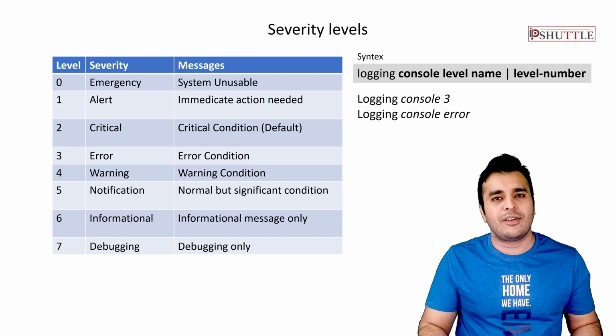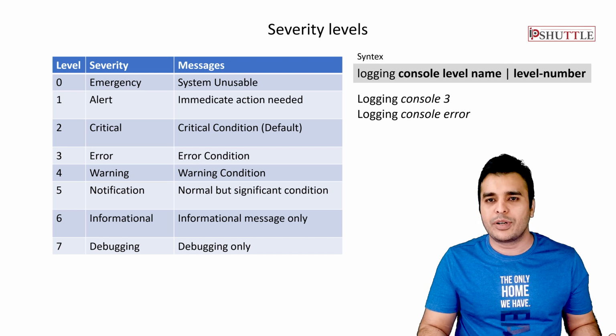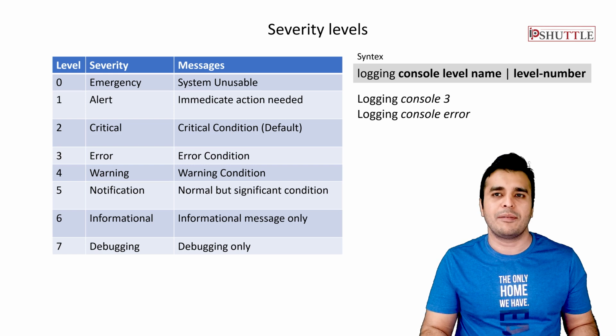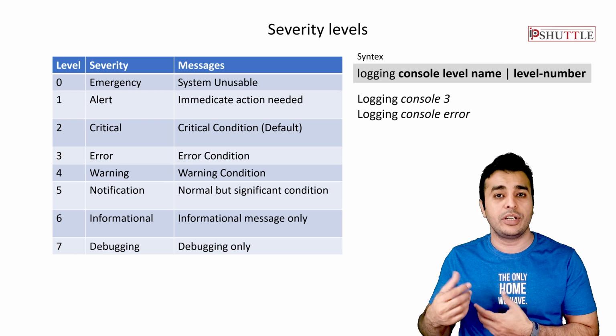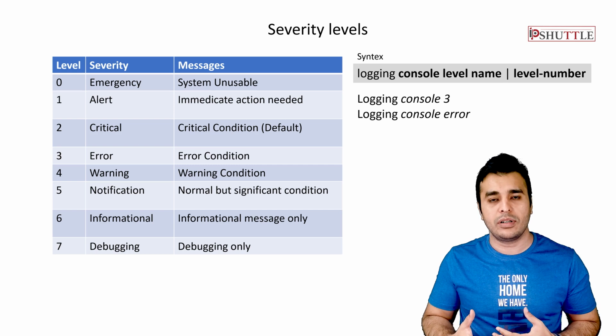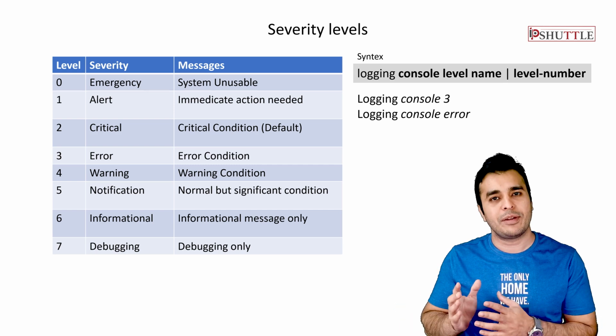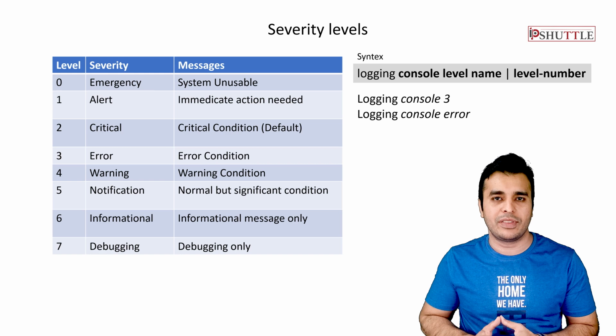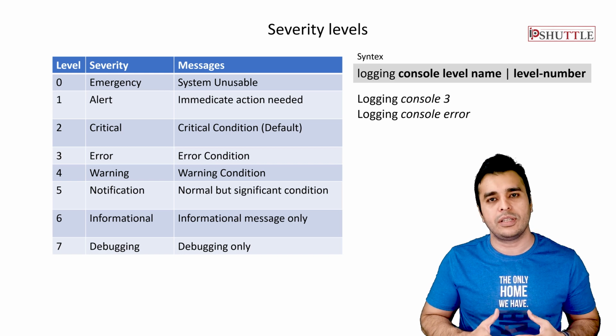How can you configure it? It's very simple. There are only 3-4 commands to tweak this whole functionality. For example, you will mention logging console. You need to mention which level of logs you want, and that's it. You can mention the name or the number of that level, and you should be able to get all the logs there.